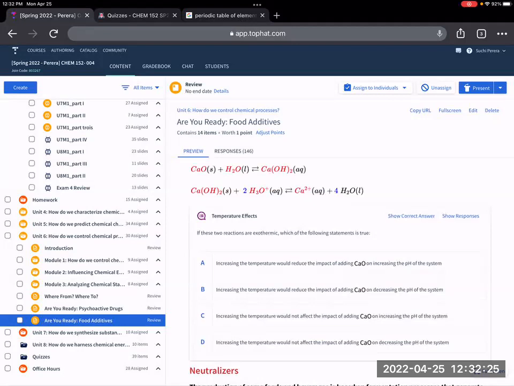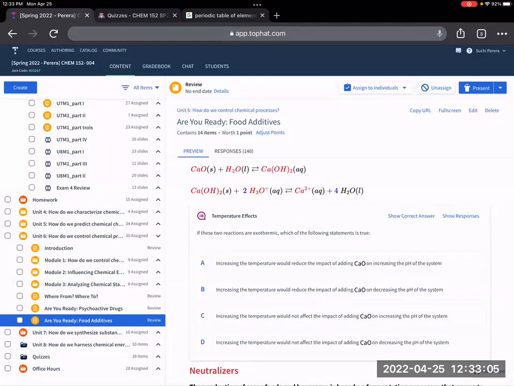Next: increasing the temperature would reduce the impact of adding calcium oxide on decreasing the pH of the system. Adding calcium oxide is not decreasing the pH. It's going to increase the pH because calcium oxide addition produces calcium hydroxide, which is a base. Therefore this statement is incorrect because calcium oxide is increasing the pH, not decreasing it. So statement B is incorrect.